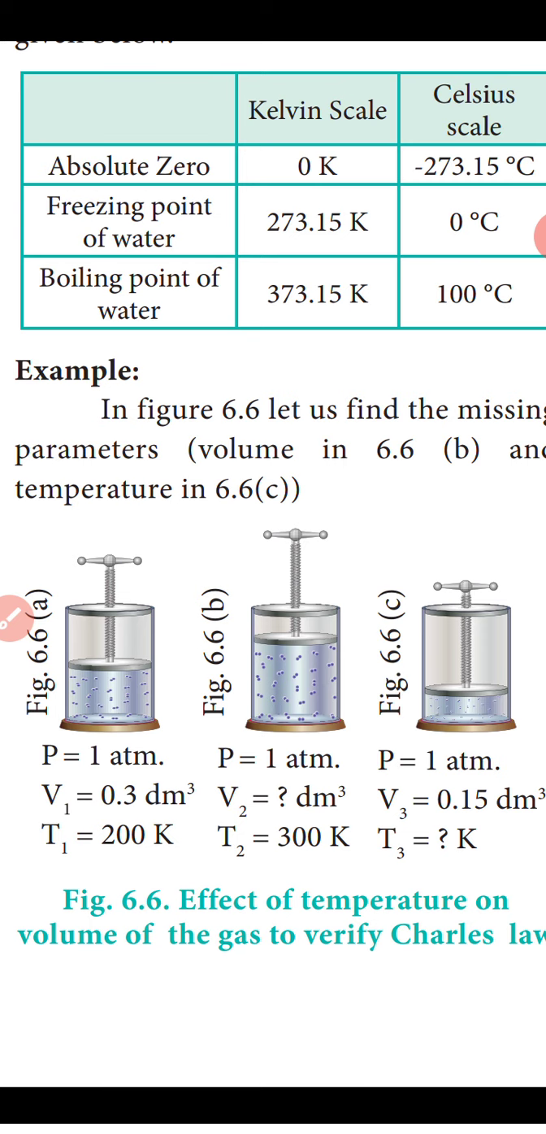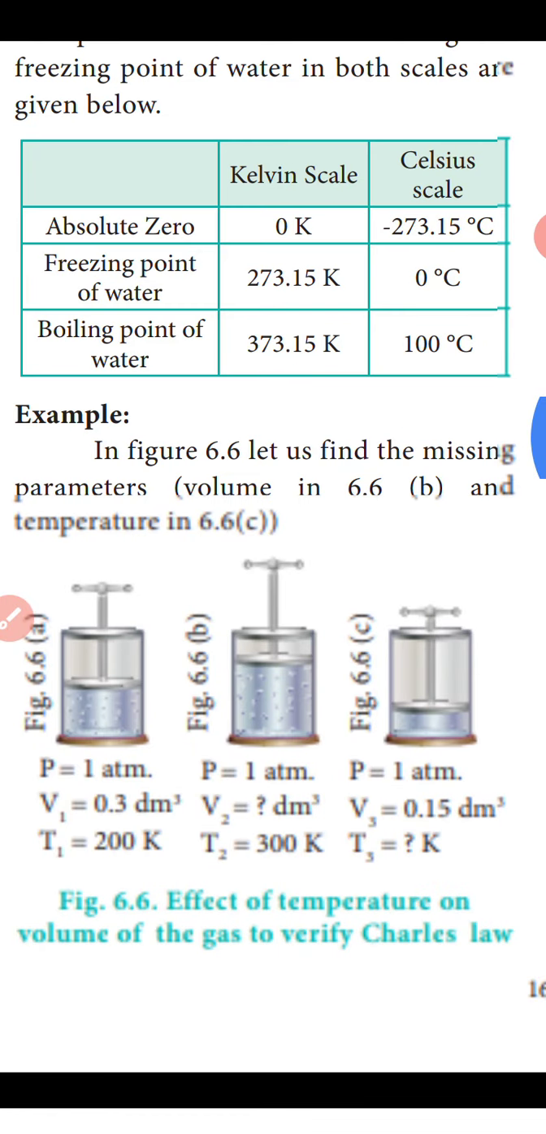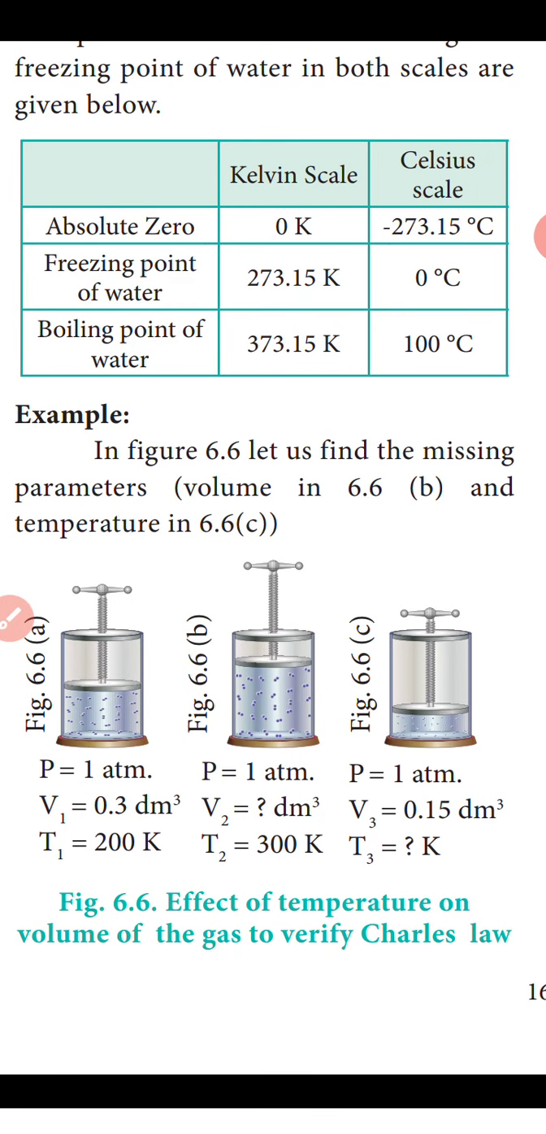In figure 6.6, let us find the missing parameters. The missing parameters are volume and temperature. The first one: pressure 1 atmosphere, the pressure is constant. The volumes are V1 0.3 dm cube, V2 unknown, V3 0.15 dm cube. The temperatures are T1 equal to 200 Kelvin, T2 300 Kelvin, T3 unknown. These are the parameters. So, for example, the solutions.